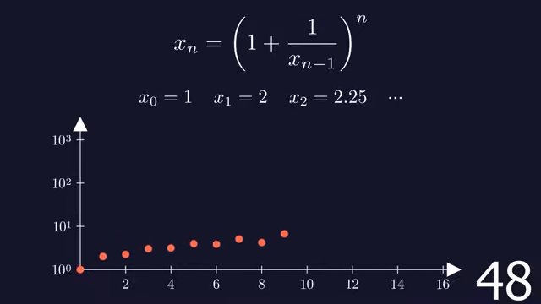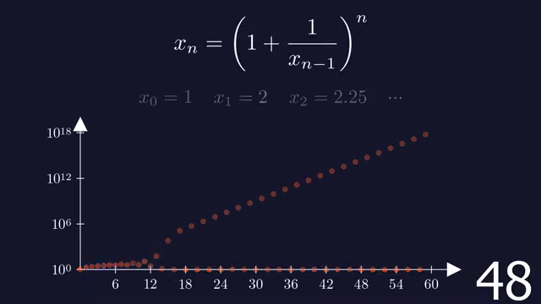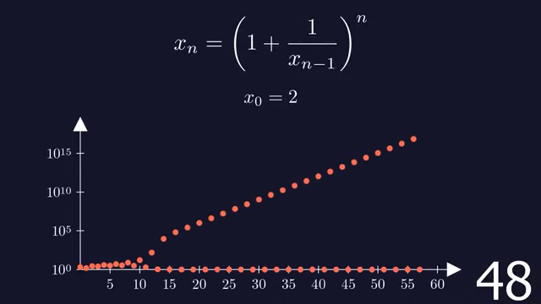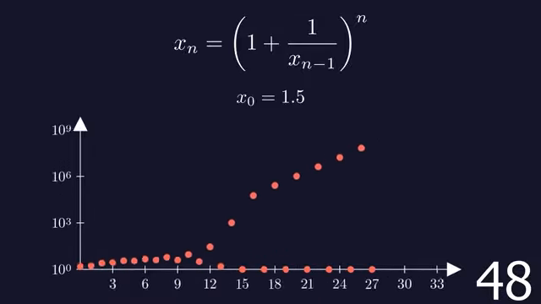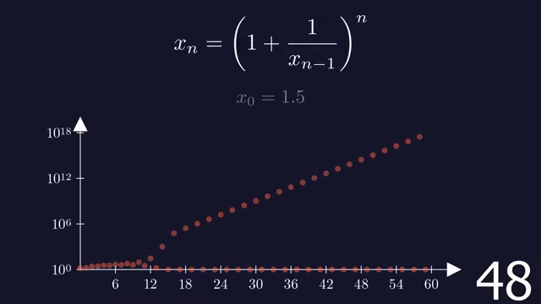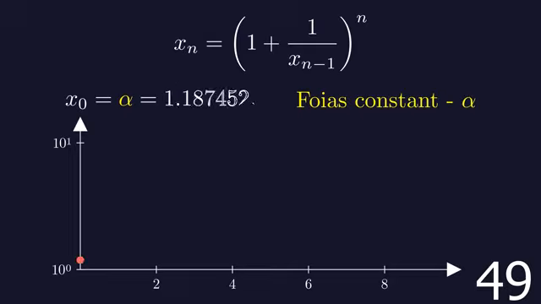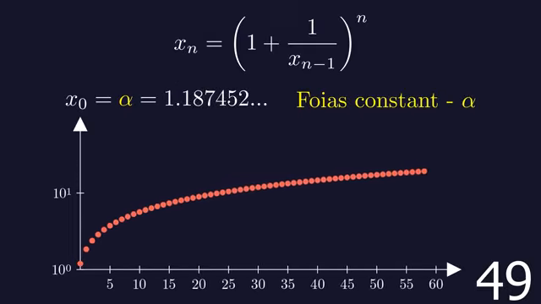This sequence quickly begins to grow and oscillate between large numbers and 1. If we start with 2, the sequence still jumps up and down. Starting with 1.5 produces a similar pattern. This behavior occurs for any starting number, except when starting with Foias's constant, which is around 1.18. If we start with this number, the sequence grows like this.